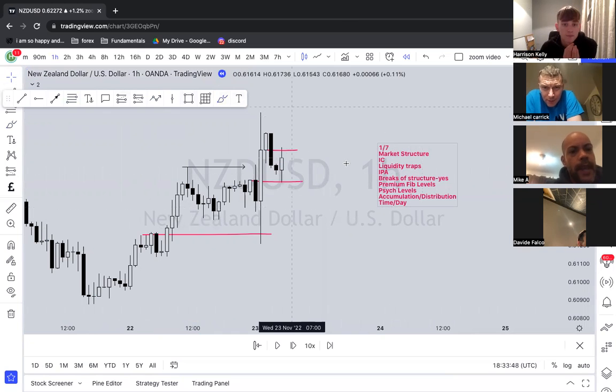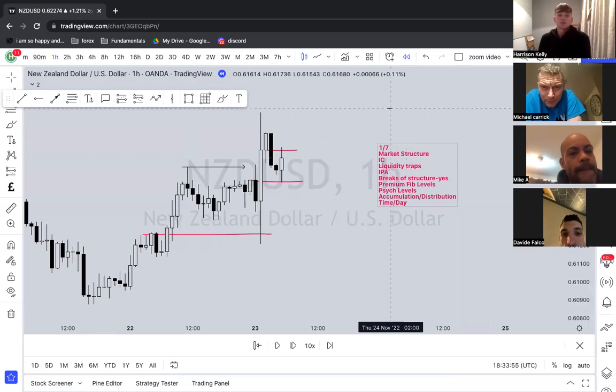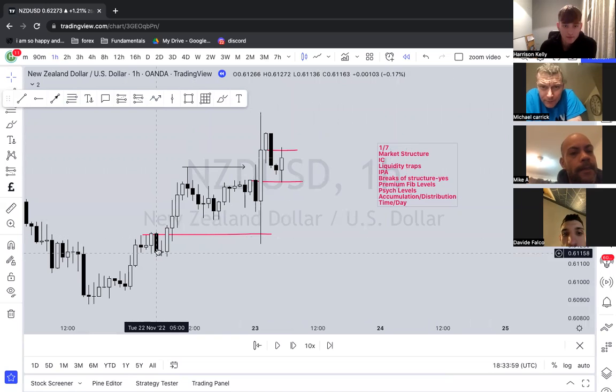Yeah, 1's already been tapped. What, with that long wick? Yeah. I'm with you. So that is an institutional candle. It's not as high probability because it's not engulfing. They're all institutional candles, to be honest.